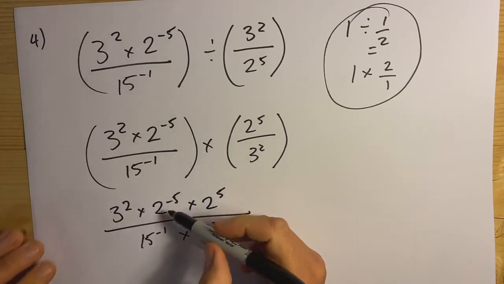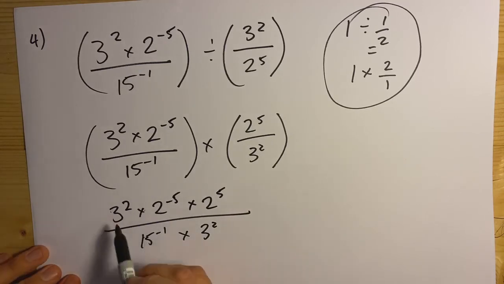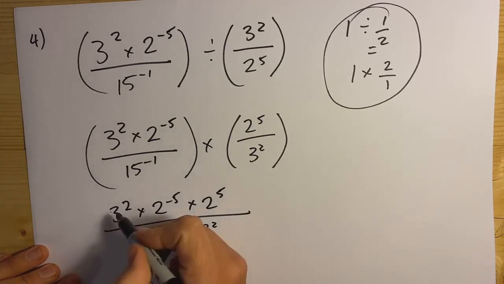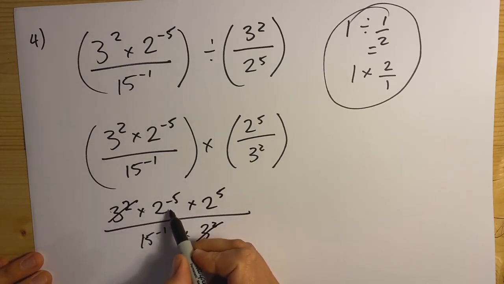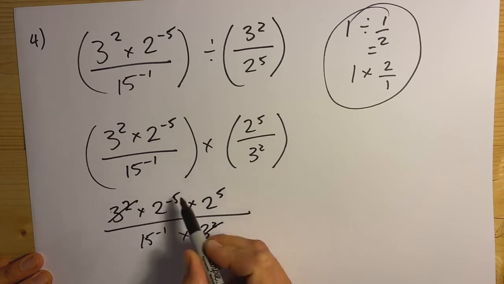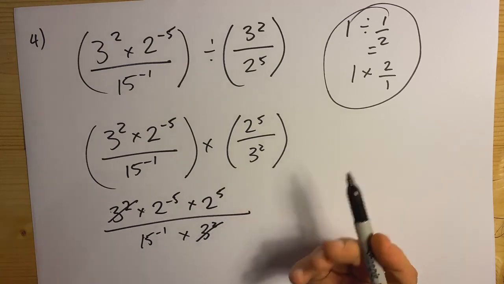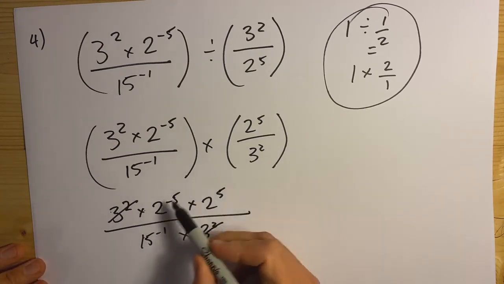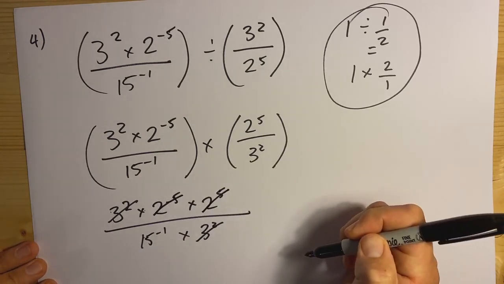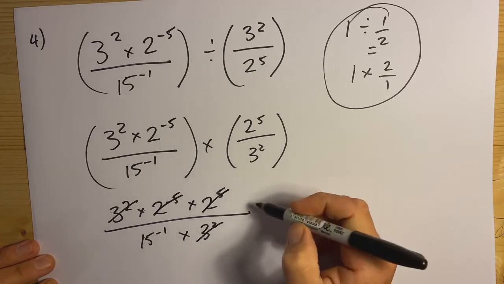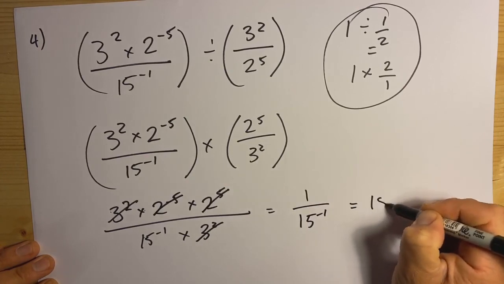Okay, now we can just apply our powers rules as before, but we can also see things that would cancel out. So 3 squared divided by 3 squared is just going to be 1, so those two cancel out. And 2 to the power minus 5, we could write that as 2 to the 5 down here, or we can just apply our rules again, so minus 5 plus 5 is 0, so 2 to the power 0, which is 1. So basically these 2 to the 5ths cancel out as well. So we're now left with 1 over 15 to the power minus 1, which is the same as 15.